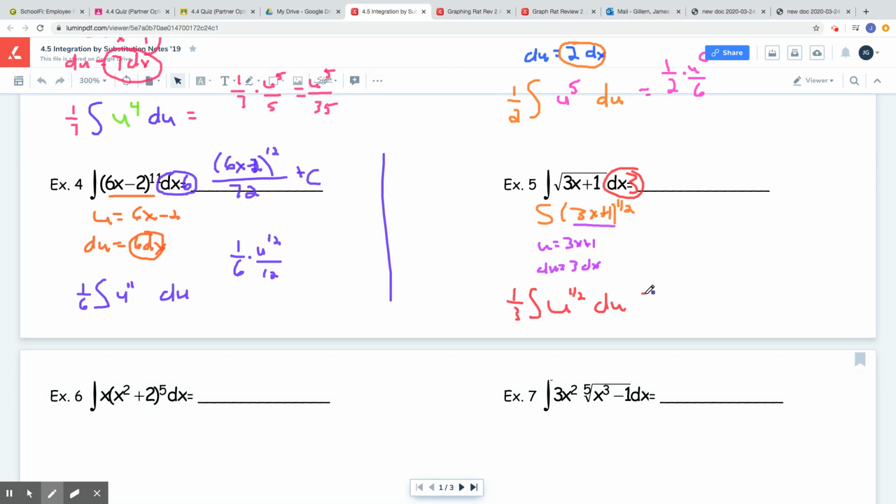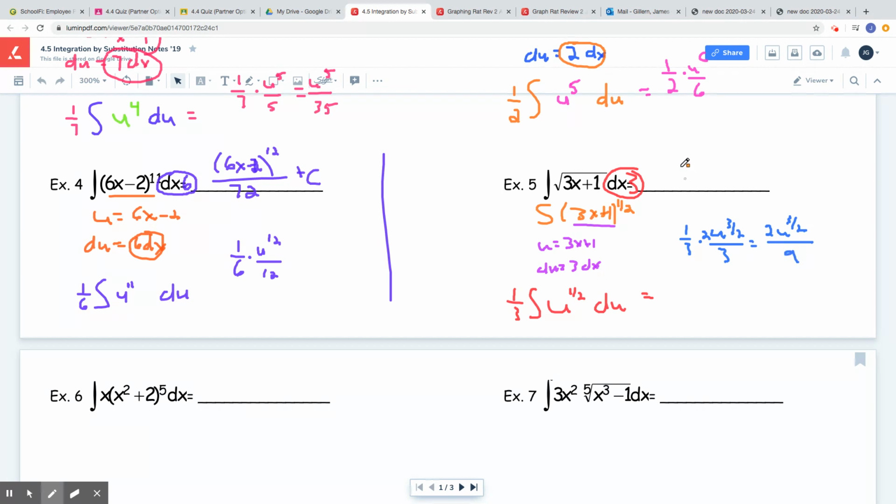All right, so now we're going to do our power rule, and I get 1/3 times u to the 3/2. All right, but I got to take the reciprocal of this. So the 2 goes on top, the 3 goes on the bottom. All right, so that's actually 2 u to the 3/2 over 9 plus c.